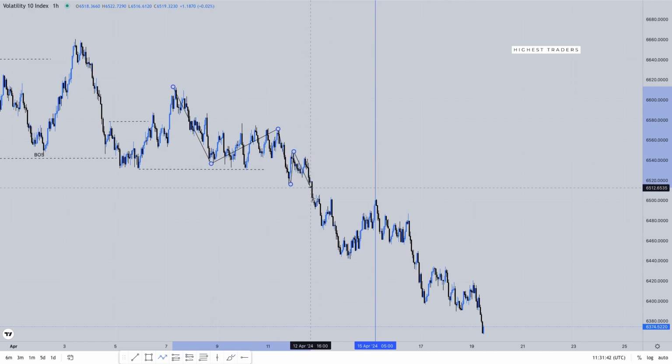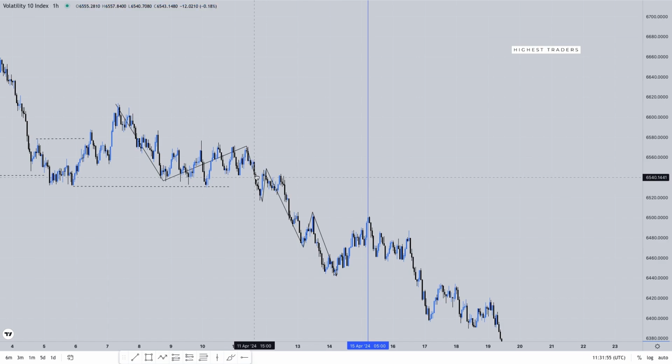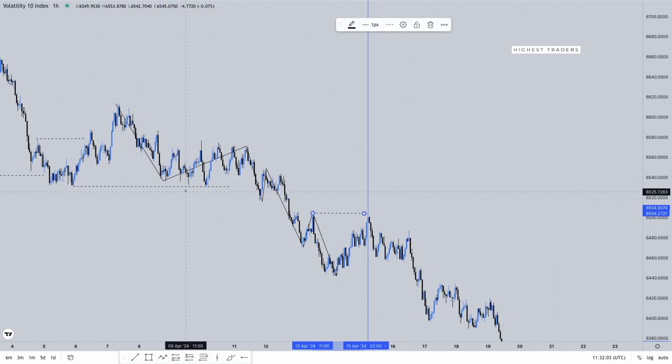This is a minor pullback. This is a minor pullback. We have this significant pullback. This is a minor pullback here, and then we have it like so. So this is what the structure looks like to me, who understands the difference between minor pullbacks and significant pullbacks. Okay, so the first one, based on where the market is, or based on current price, the first significant pullback is this one, because this is our break of structure.